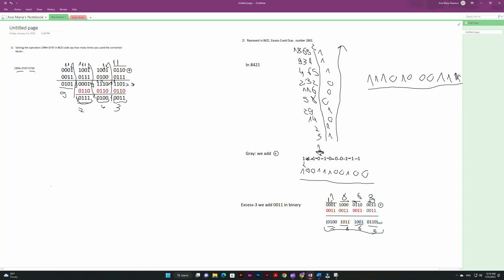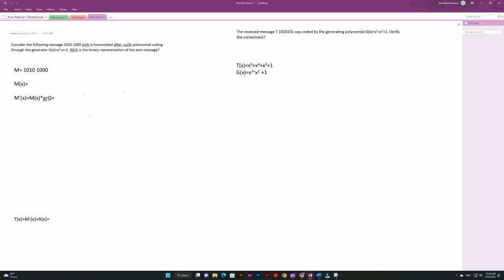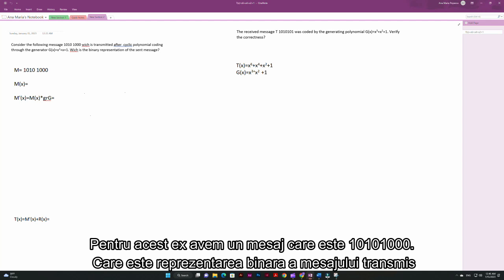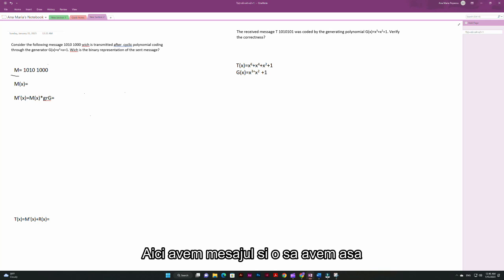1, 8, 6, and 3. So for this exercise, we have the message, which is 10101000, and which is transmitted after cyclic polynomial coding through the generator, and which is the binary representation of the sent message.